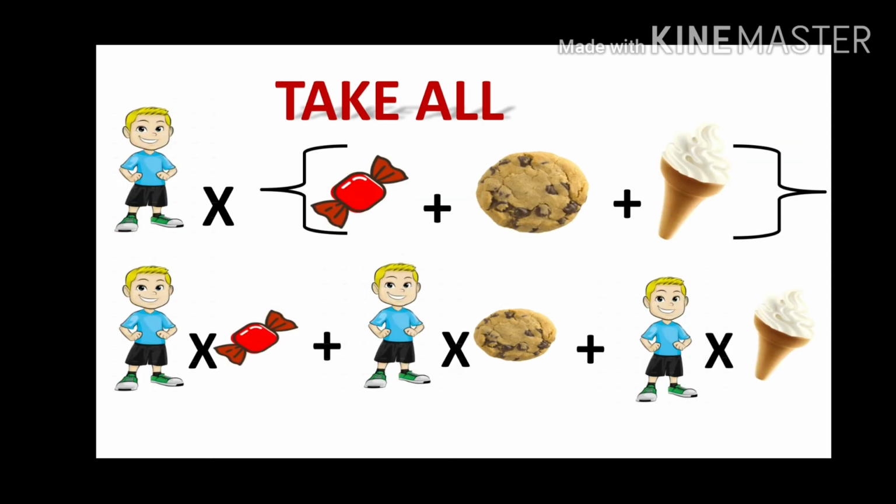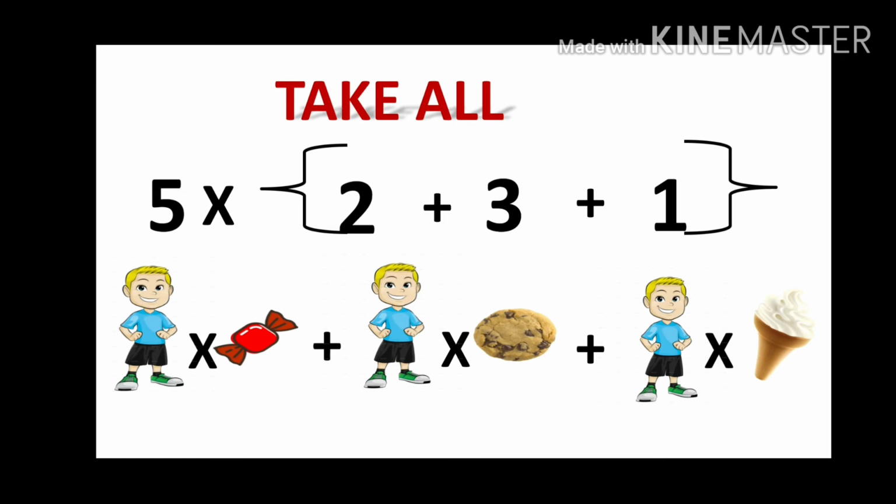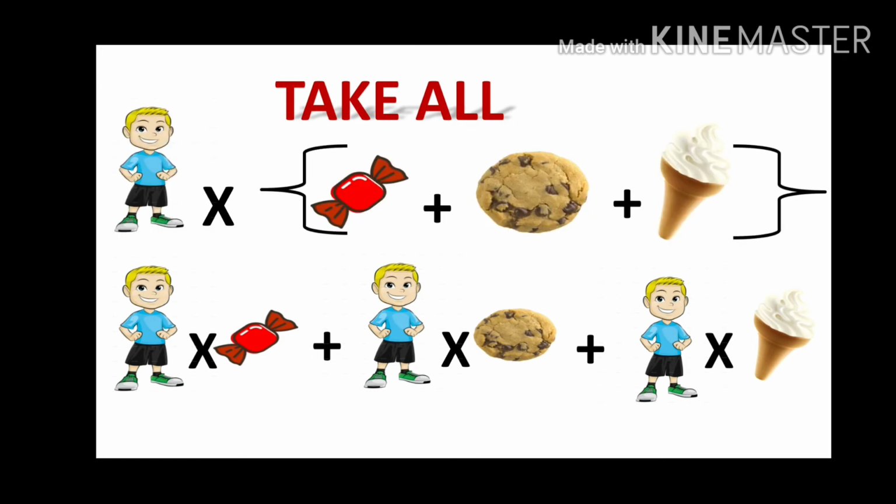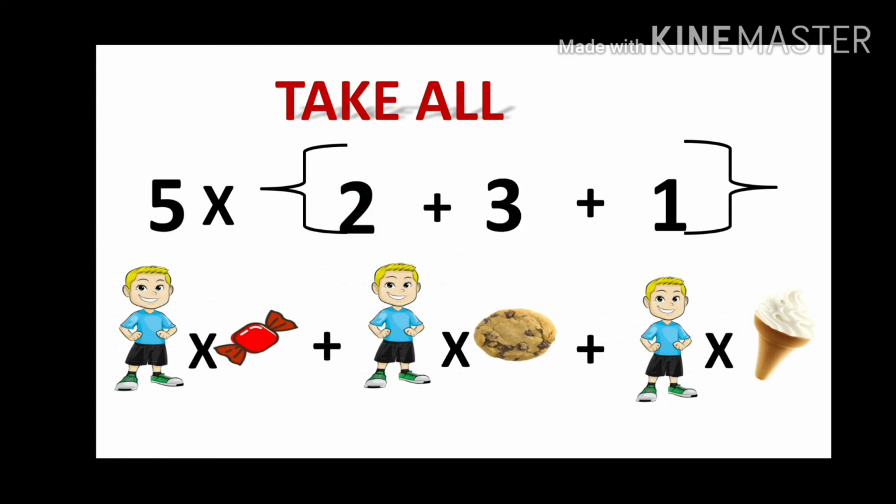Now, let's come back to Johnny. Now, instead of the candies, we'll put some numbers here. So, what we have done, we have just replaced them. So, Johnny is replaced by 5, candy is replaced by 2, cookies are replaced by 3, and ice cream is replaced by 1. So, we'll just follow it.